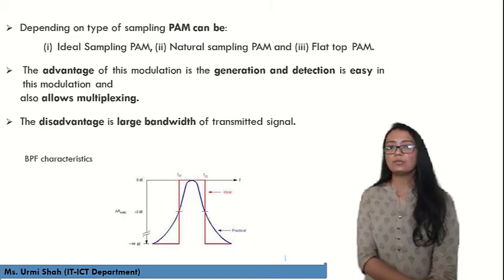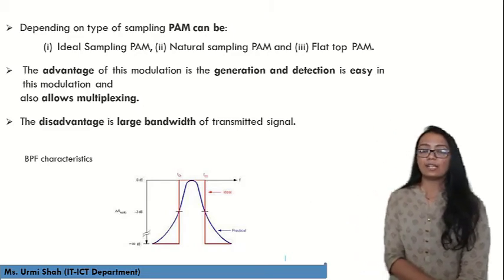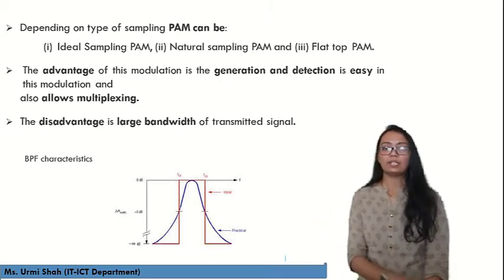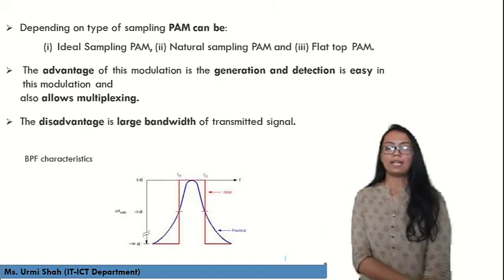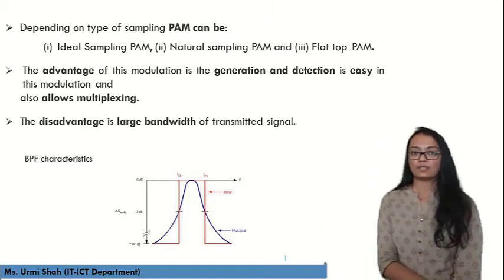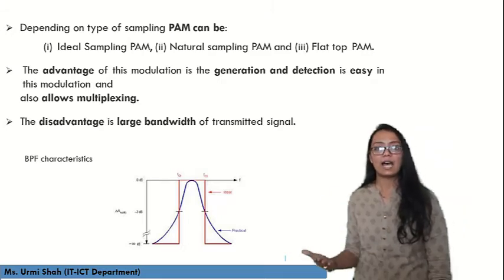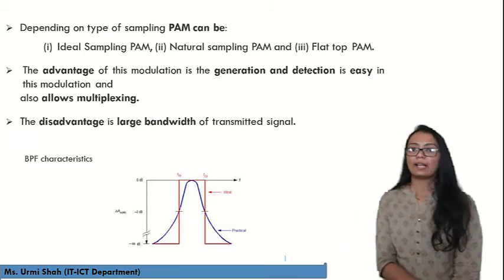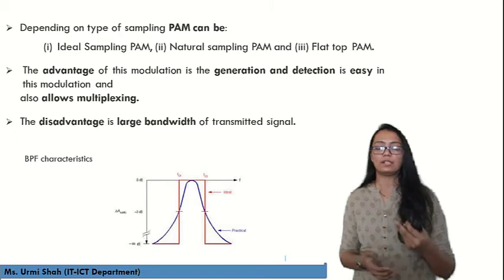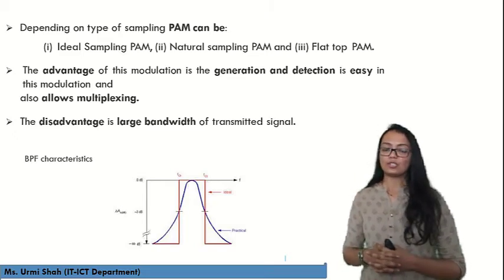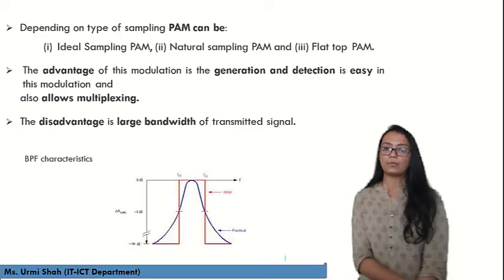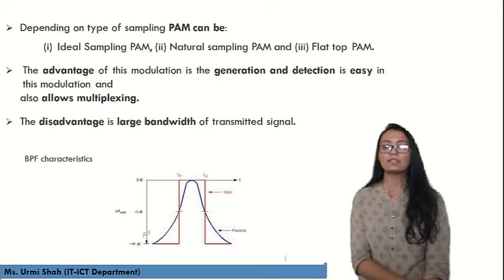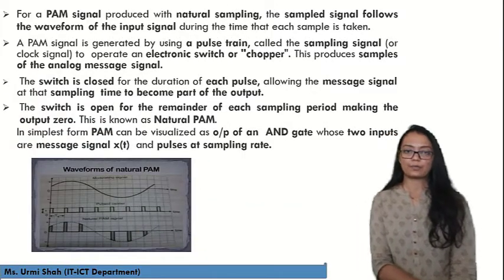The advantage of this modulation is that it is very easy to generate and to detect, and it allows multiplexing also. And the disadvantage of this modulation scheme is that it requires large bandwidth. The bandwidth requirement for transmission of the signal is quite large. So we require a band pass filter whenever we are retrieving the original message signal. So this is the drawback, but otherwise the advantage is very easy detection.